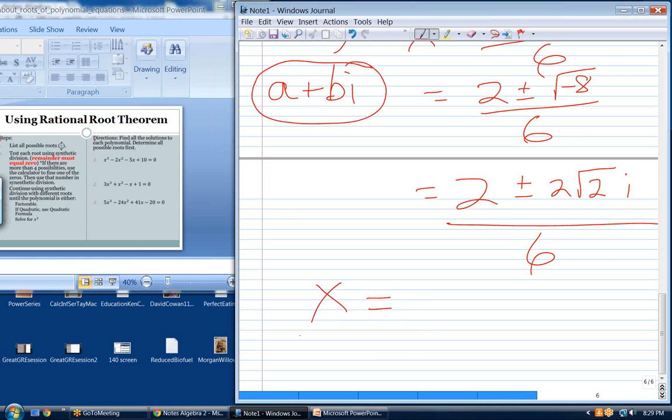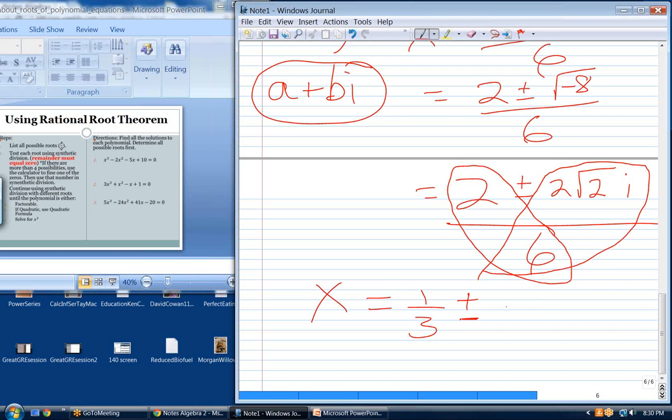Divide by 6. Well, let's simplify. We got to split this into two fractions. So there's the real part of the solution, and there is the imaginary part of the solution. So what does that look like? X equals 1/3 plus 2 root 2 i over 6. The 2 and the 6 can be simplified. 1 and 3. So what is my rest of it? 1 root 2 i over 3. How about just root 2 over 3 i?